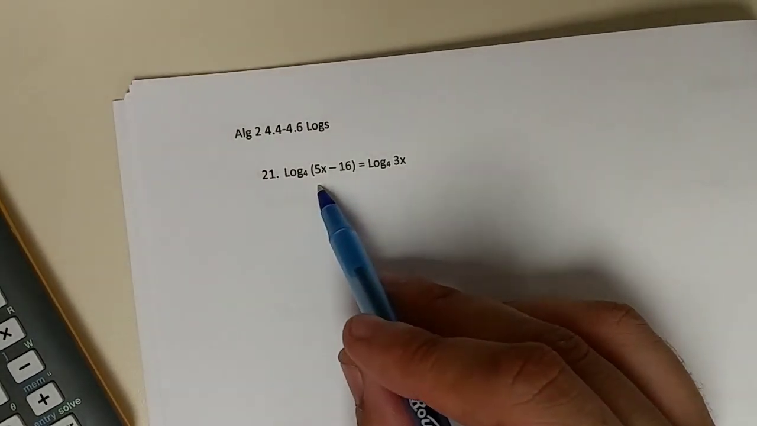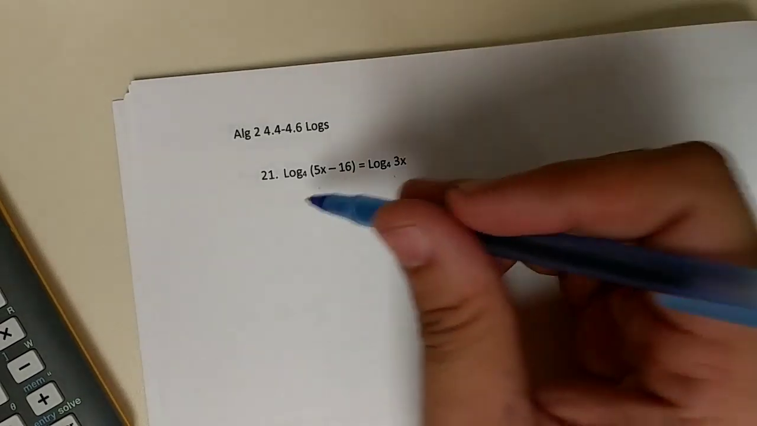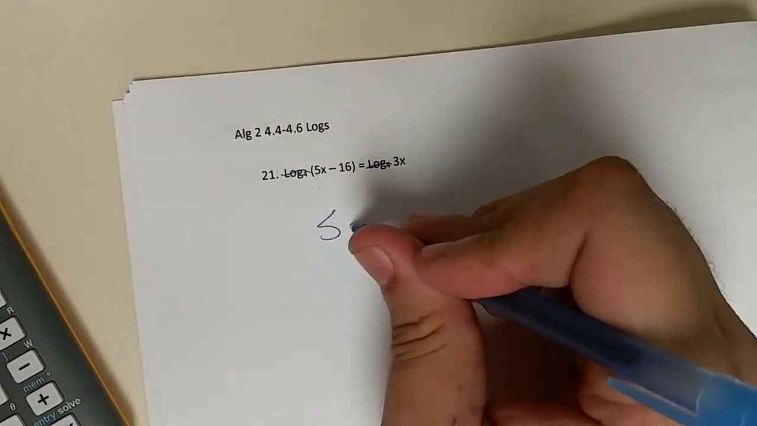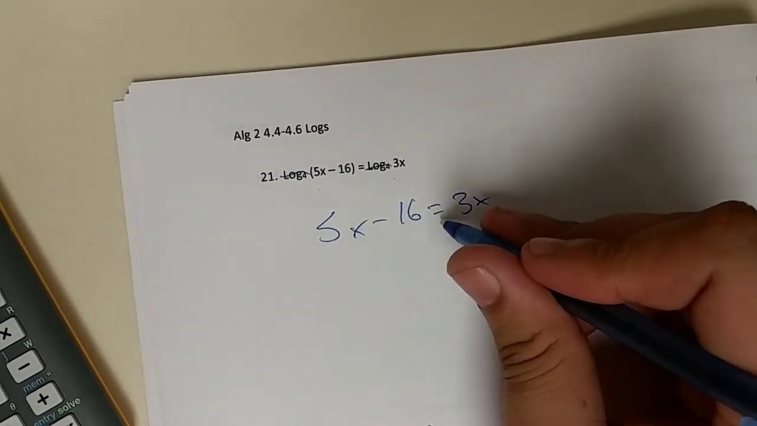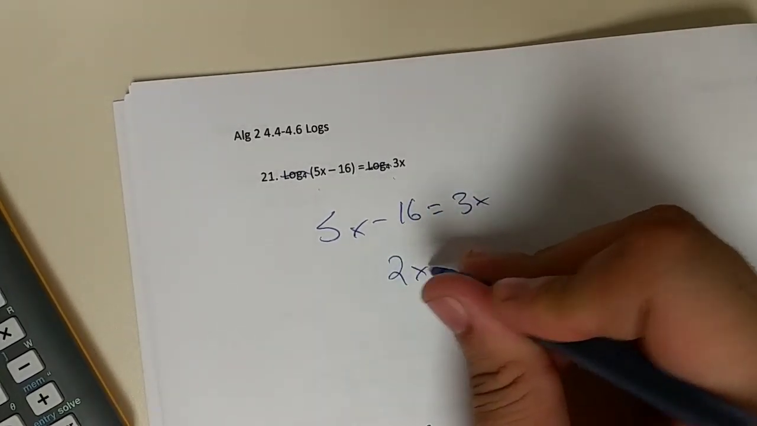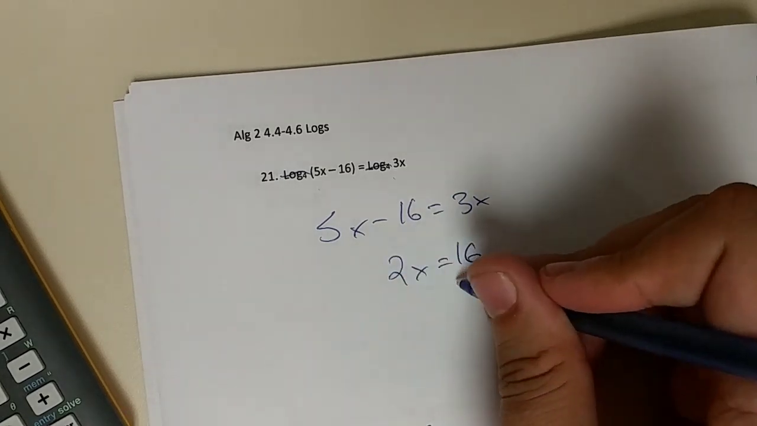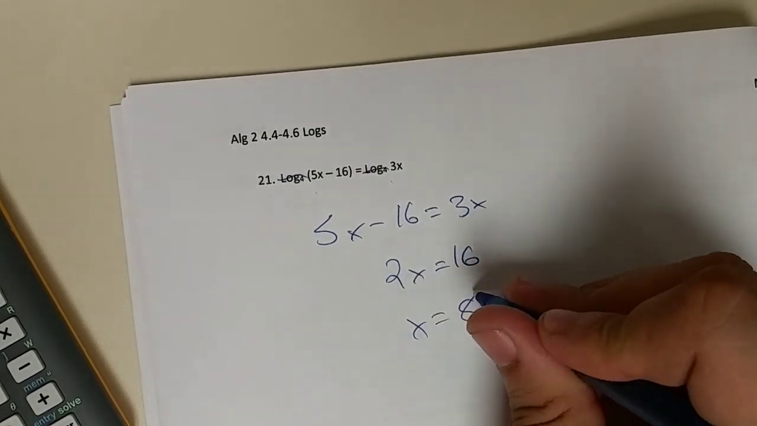Twenty-one. Log base 4, since these are exactly the same, I could cross these out. So I just have 5x minus 16 equals 3x. Plus 16, minus 3x, 2x equals 16. Divided by 2, divided by 2, x equals 8.